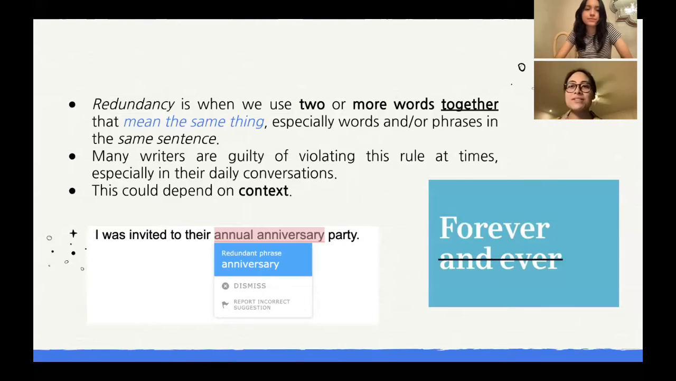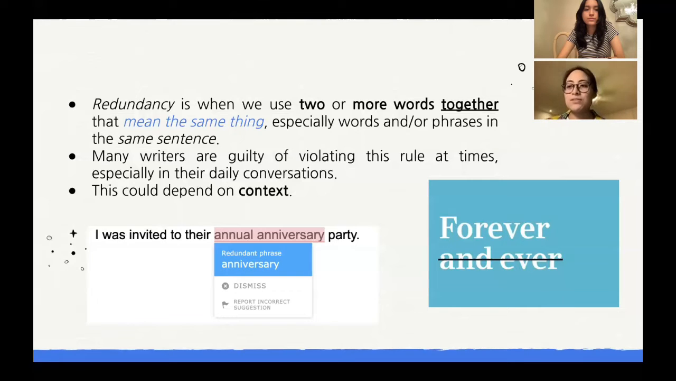All right, so redundancy is when we use two words together that mean the same thing, especially words or phrases in the same sentence. That is when we put together two words that have the same meaning. Many writers are guilty of violating this rule at times, especially in daily conversations, or probably you find it in songs, in books, or perhaps in essays. This could depend on the context.